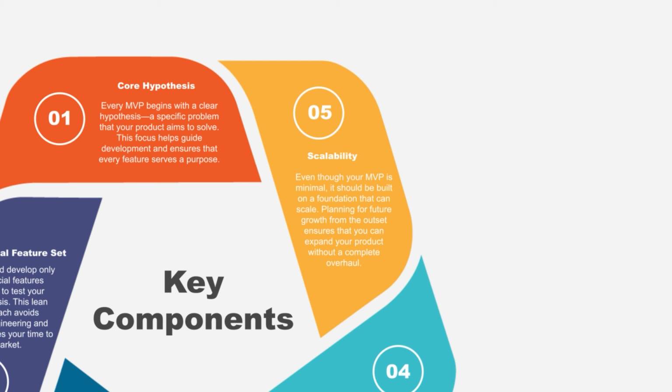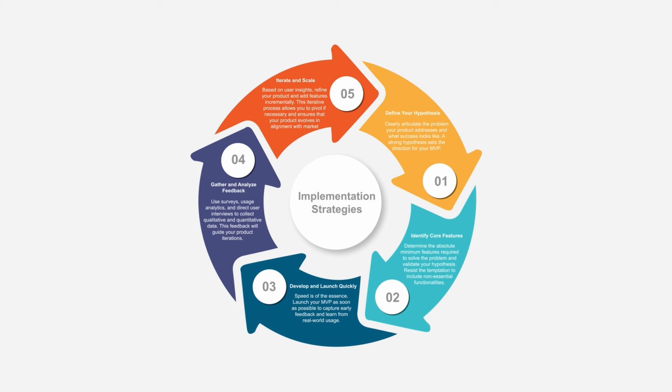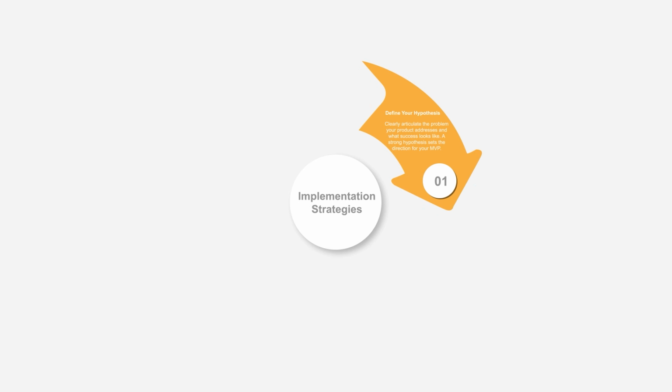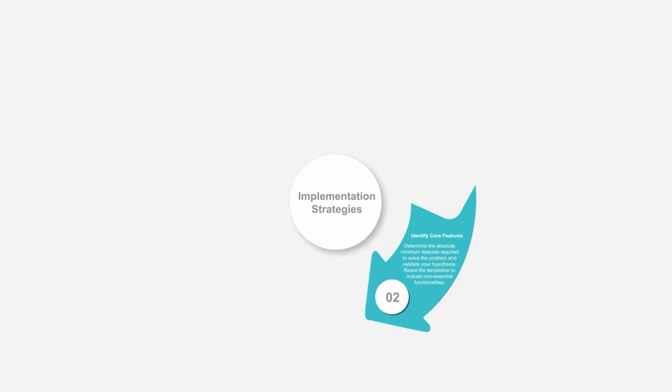Implementing the MVP framework involves several strategic steps. 1. Define your hypothesis. Clearly articulate the problem your product addresses and what success looks like. A strong hypothesis sets the direction for your MVP. 2. Identify core features. Determine the absolute minimum features required to solve the problem and validate your hypothesis. Resist the temptation to include non-essential functionalities.